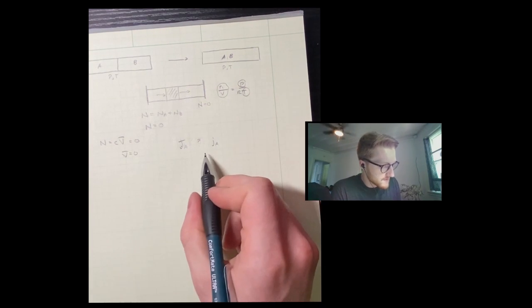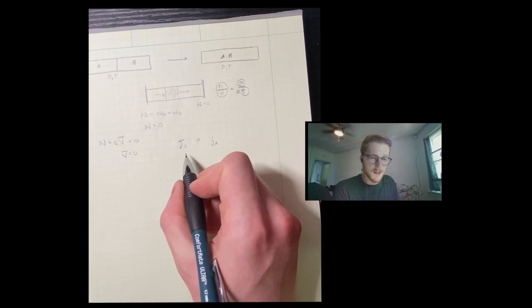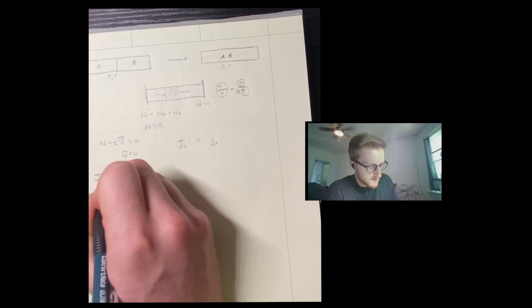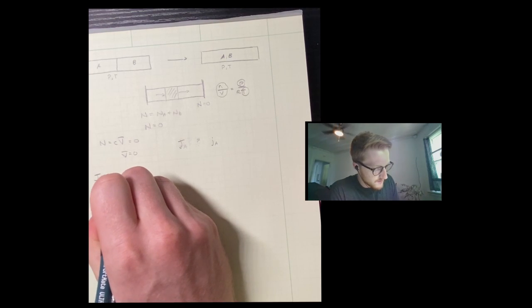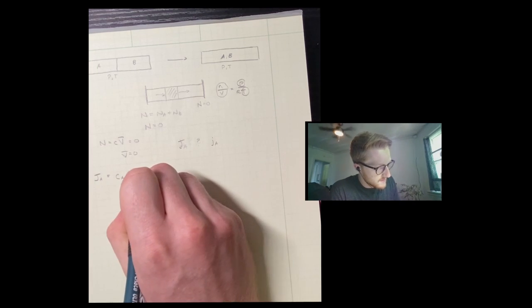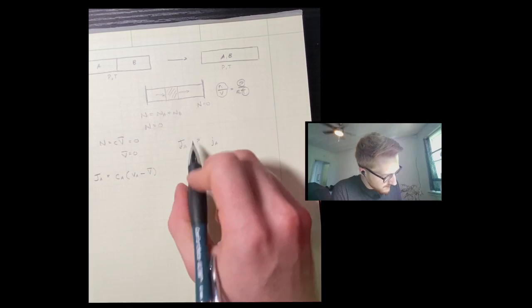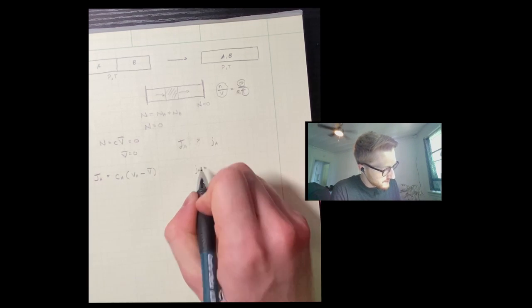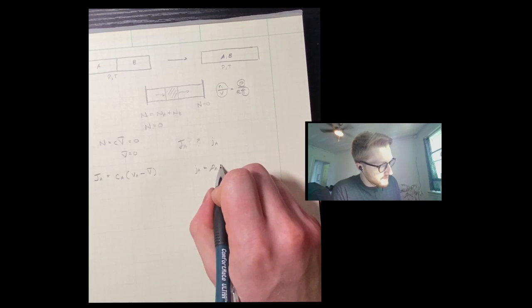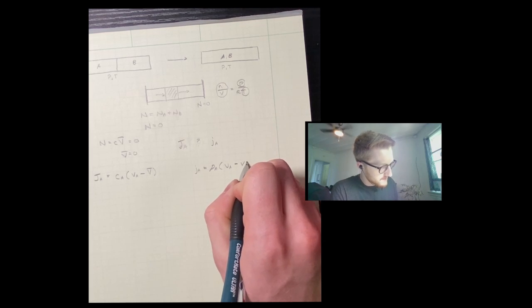I think it's important to first go and describe what the formulas are for the molar diffusive flux and the mass diffusive flux. So the molar diffusive flux is equal to the concentration of A times the velocity of A minus the molar average velocity. And the mass diffusive flux is equal to the mass concentration of A, or density, times the velocity of A minus the mass average velocity.